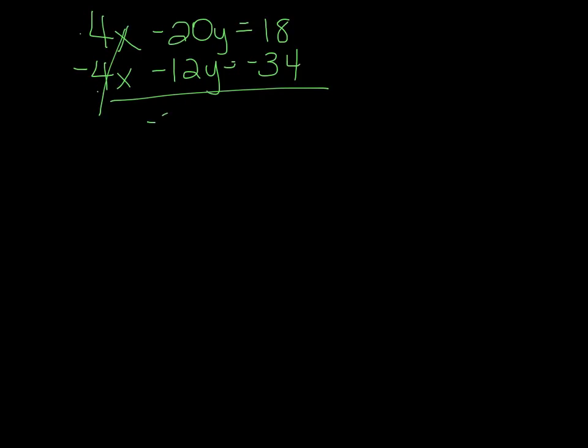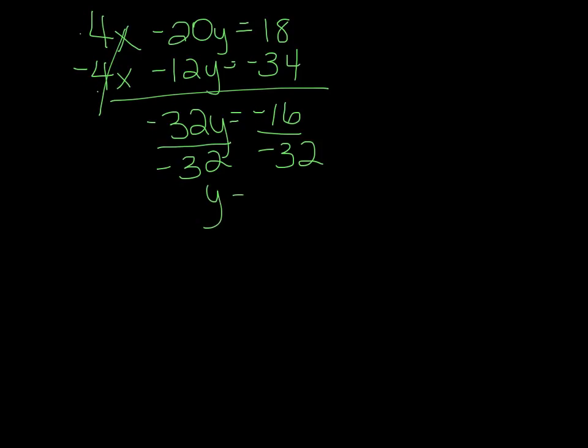And then we add these two together and we get -32y equals, here the signs are different, so we subtract. Keep the sign of the bigger number. So we're going to get -16. Divide both sides by -32. Reduce our fraction, and we get y equals +1/2.